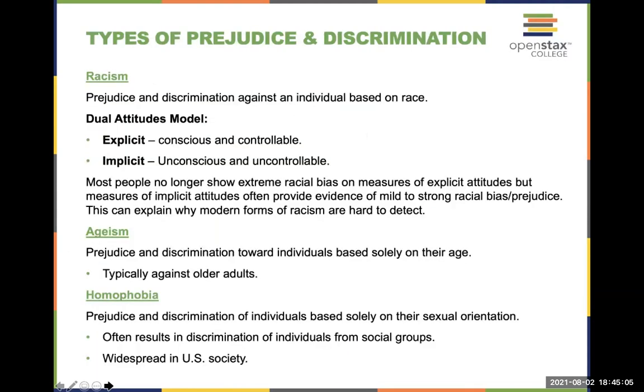All right, so let's talk about types of prejudice and discrimination. First of all, we're talking racism, right? And that's prejudice and discrimination based on individuals' race. And there's two ways that this can happen, right? There's explicit racism.